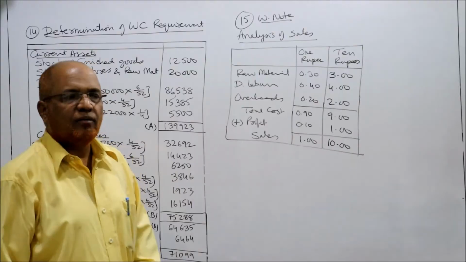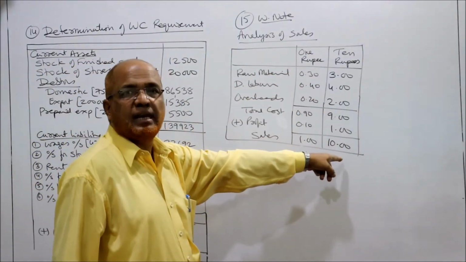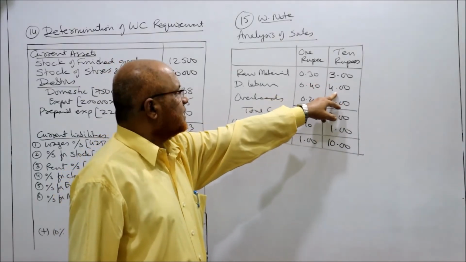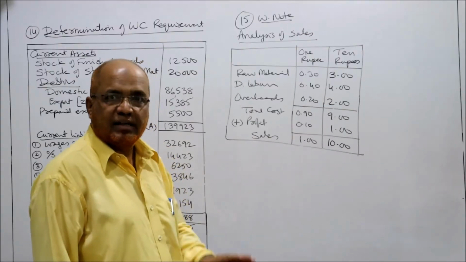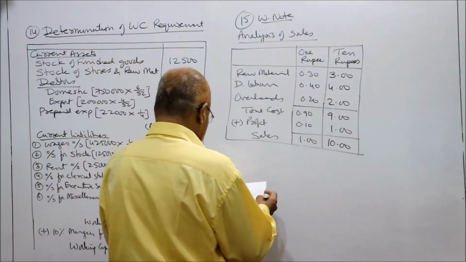That's all. Now we are not concerned with this 1 rupee sales. We are concerned with 10 rupees selling price. So in 10 rupees selling price, 3 rupees raw material, 4 rupees direct labor, 2 rupees overheads. That's what we require. We don't require profit and sales.